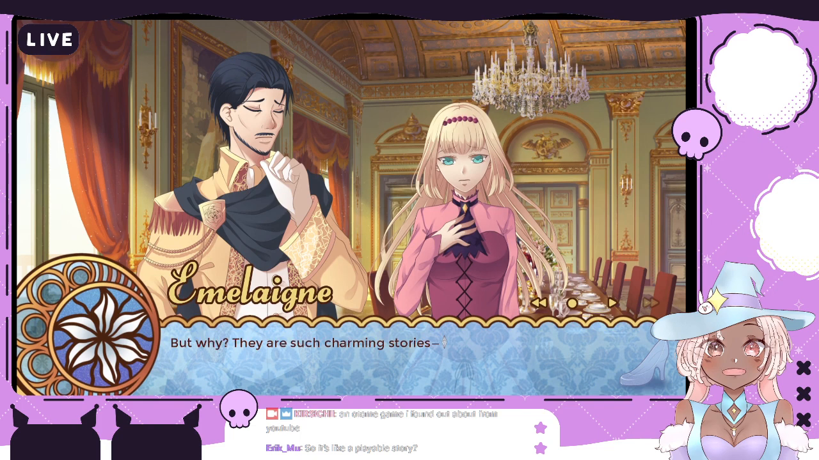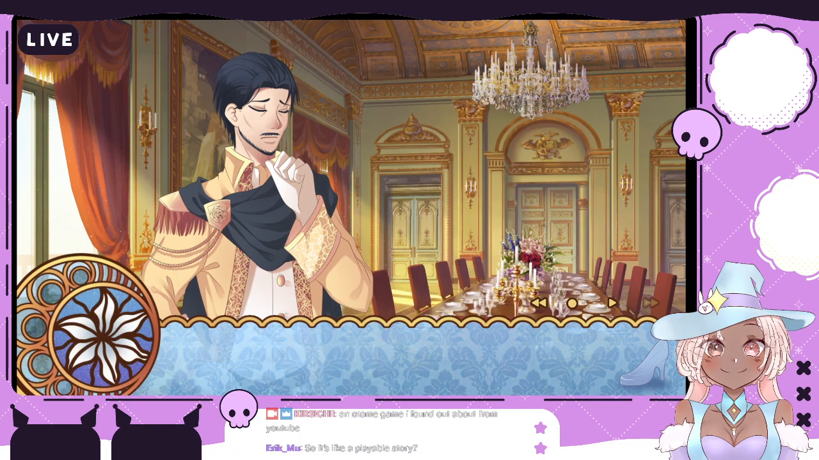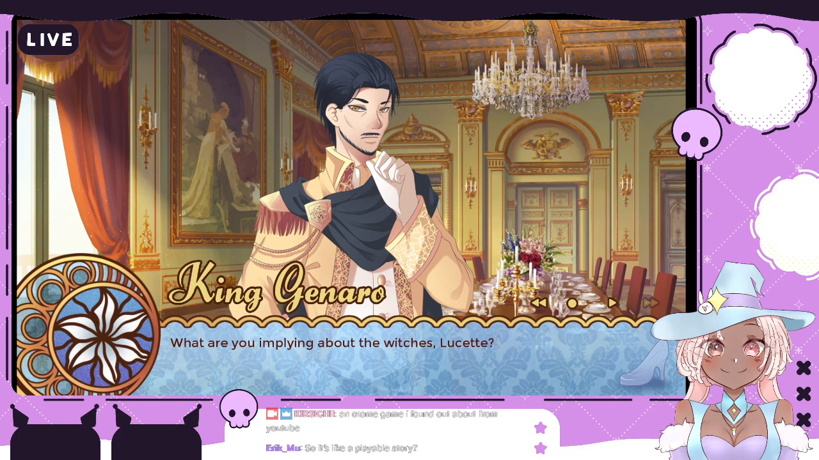But why? They are such charming stories. Fairy tales mislead humans into believing they can have things they do not deserve. Fame, riches, love, happily ever afters. And when their wishes do not come to fruition exactly as they want them to, the humans blame the witches for granting them in the first place. What are you implying about the witches, Luciette?